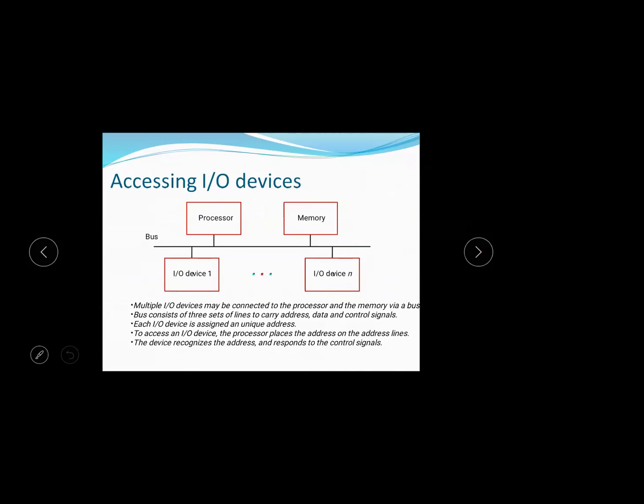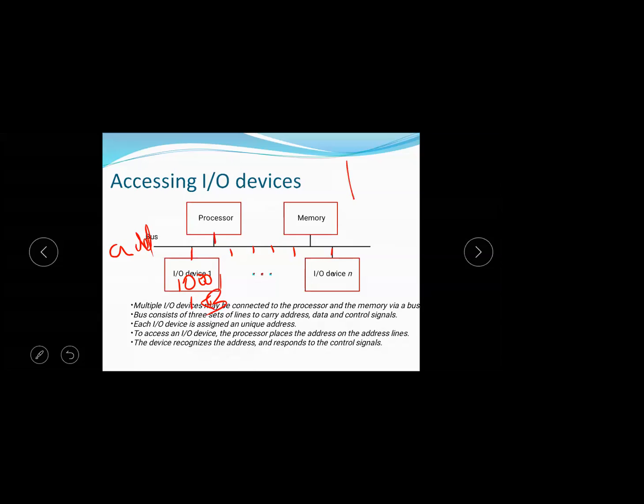To explain again: the bus consists of three lines: address line, data line, control line. The processor places the address on the address line. That address is transmitted to all the devices, and the address decoder decodes it. Let us take 1001 as the address of the keyboard.